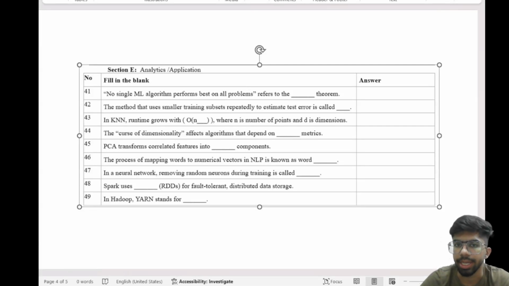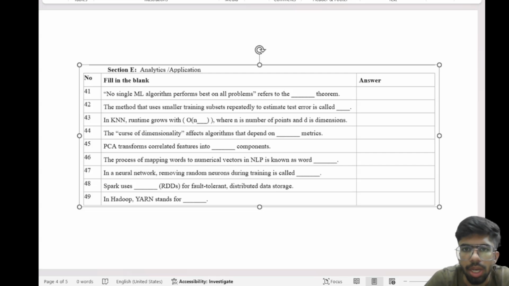We are now moving on to Section E, Analytics and Application, where we answer and explain some of the most important conceptual fill-in-the-blanks questions asked in data science, machine learning, NLP, and big data systems. These questions check your understanding of ML theory, dimensionality, NLP pipelines, PCA, Spark, Hadoop, etc. So let's get started with the first one, which is: no single ML algorithm performs best on all problems.